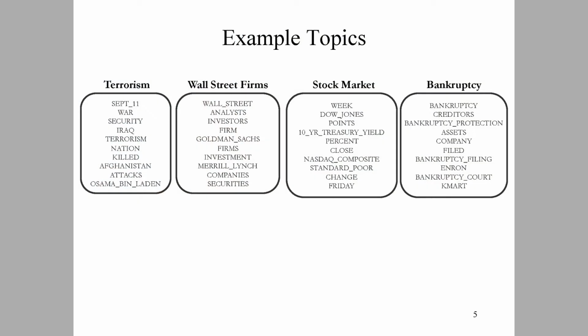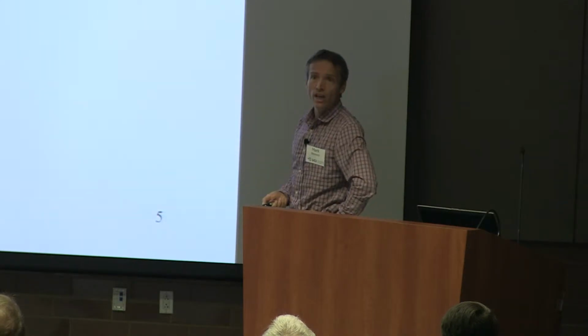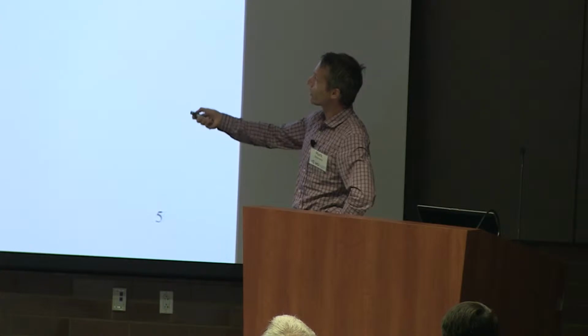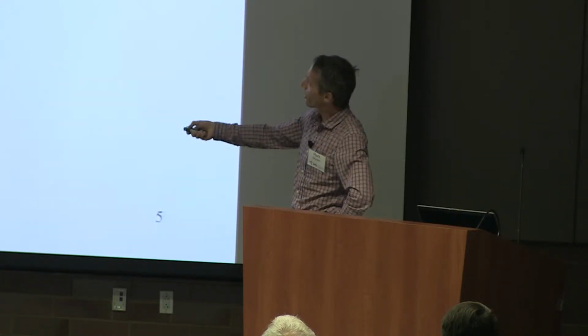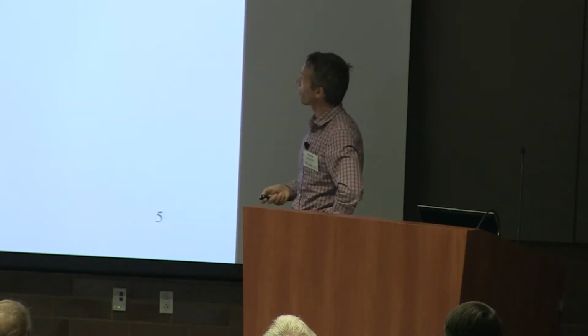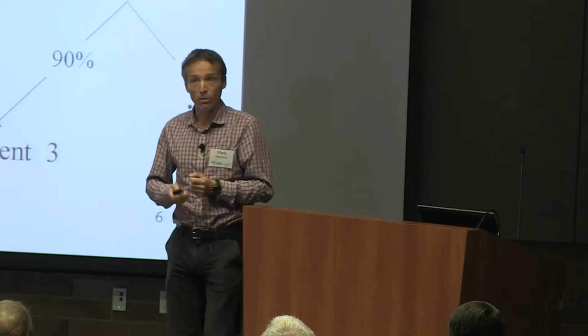So here are some example topics extracted from this model from the New York Times. Each topic represents a probability distribution over words. And here I'm showing you the top 10 words from each of these distributions. If you look at these word sets, you can infer a label, and these are my subjective labels for these topics.